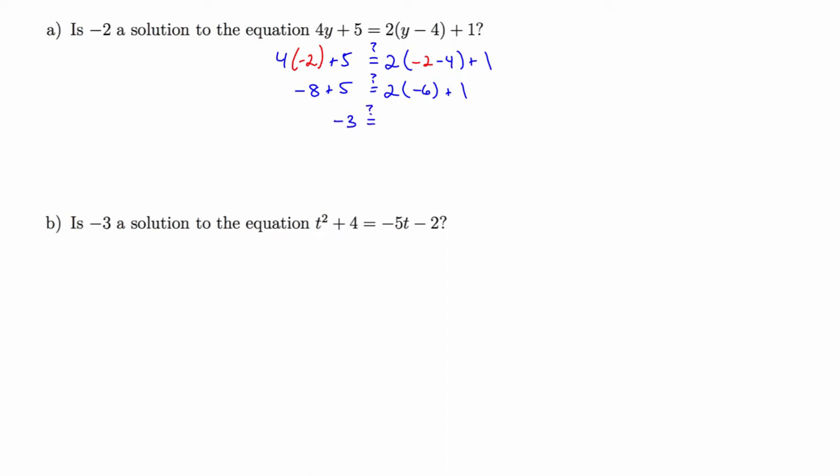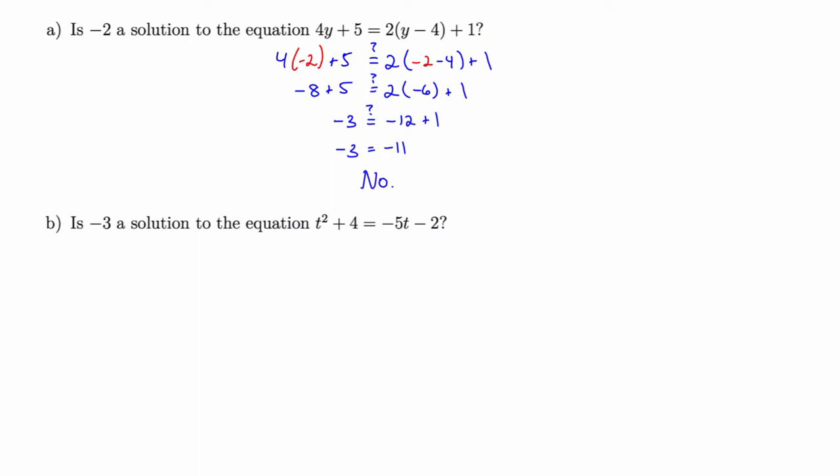So the question is, is -3 equal to 2 times -6 + 1? Well, 2 times -6 is -12. And finally, simplifying the rest of the right side, -12 + 1 is -11. Clearly, -3 does not equal -11, so when we substituted -2 into the equation, we did not obtain a true statement, meaning that -2 is not a solution.